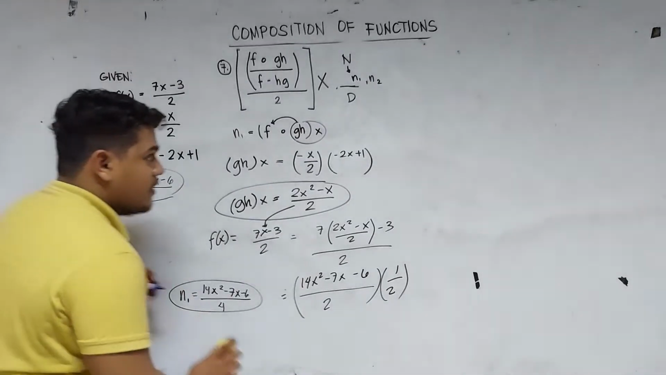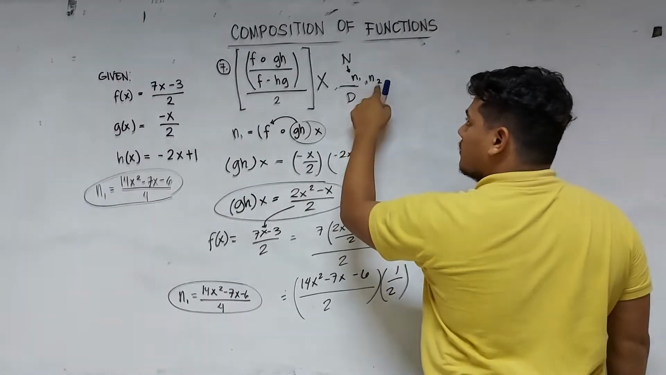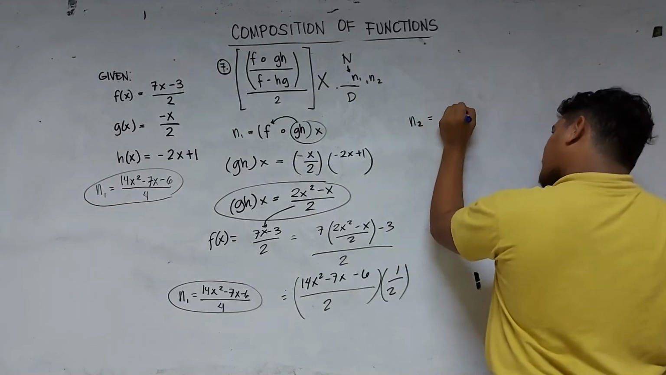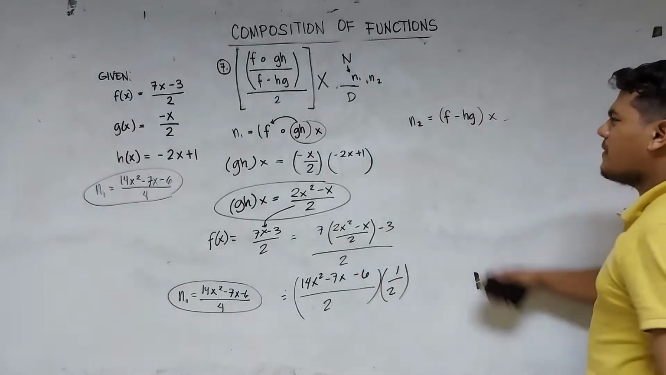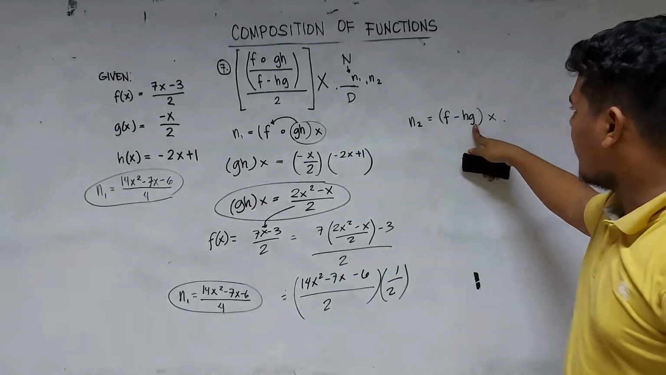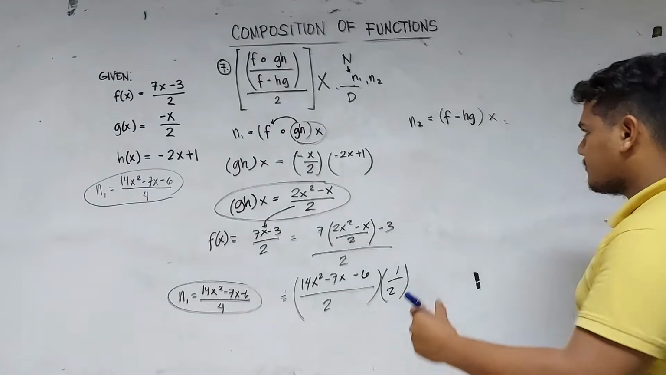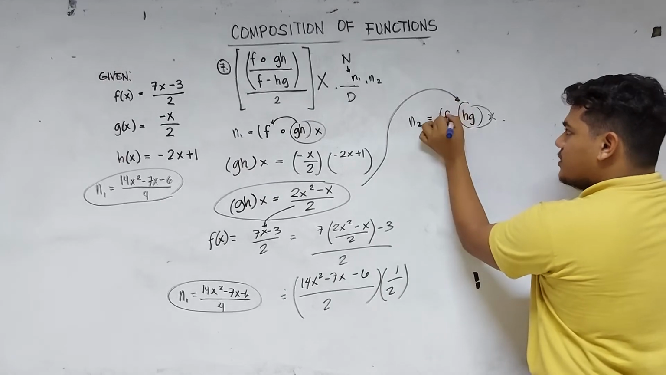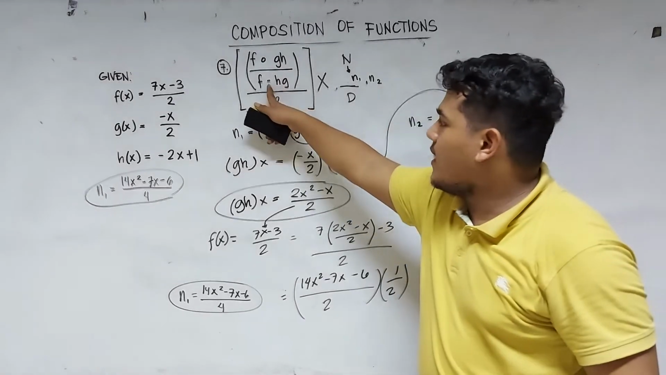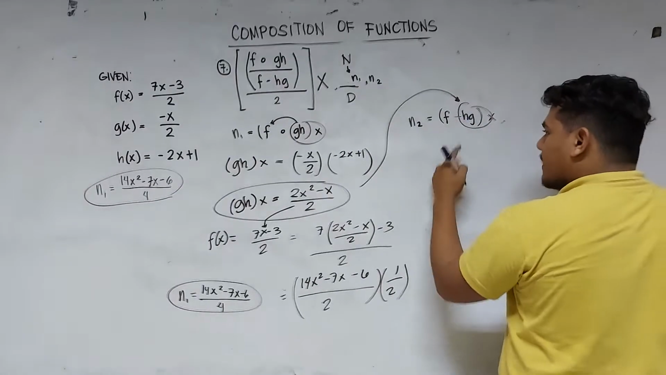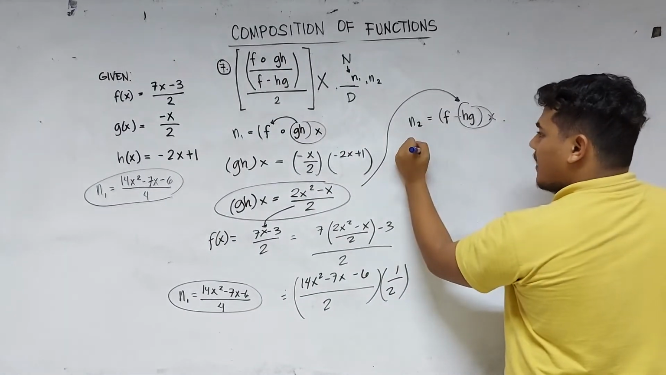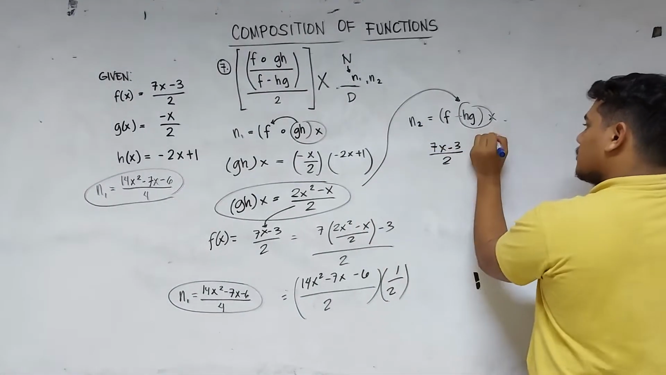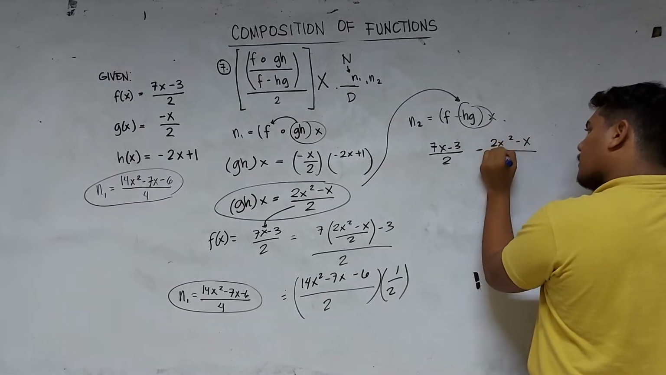Okay, let's go for n sub 2. What is n sub 2? F minus hg of x. Do we still need to solve hg of x? No. hg of x or gh of x are the same, right? So it is the same already. And there is no composition here, we just subtract. So when we subtract that, what will happen? What is the value of f? 7x minus 3 over 2 minus 2x squared minus x over 2.